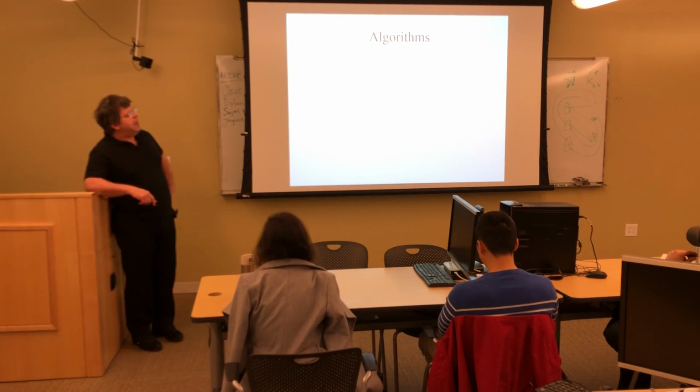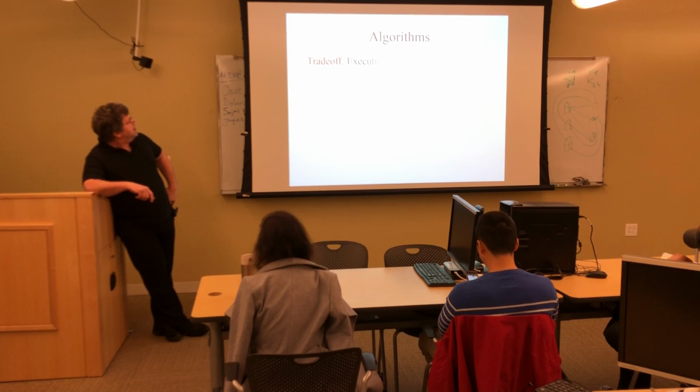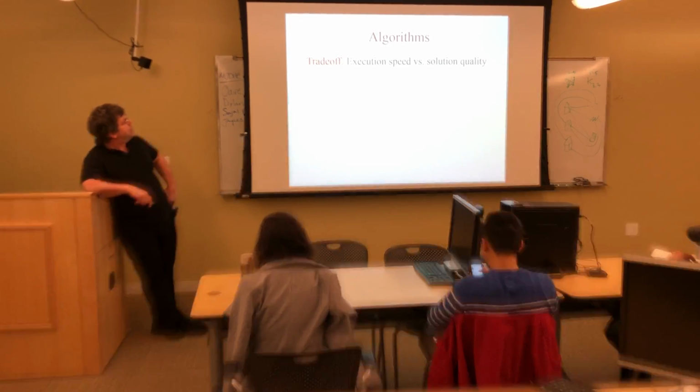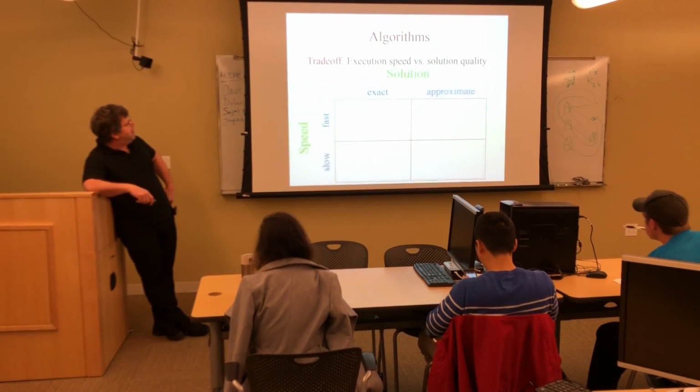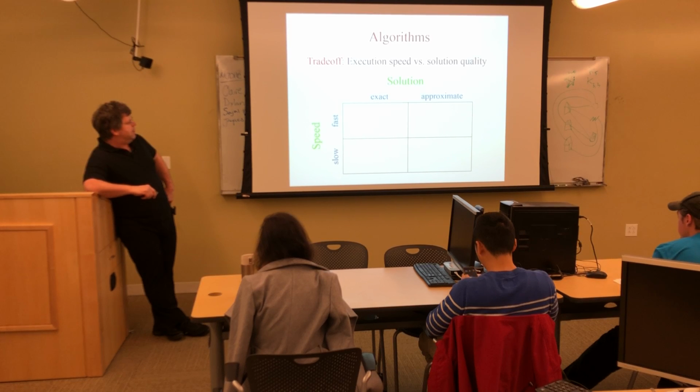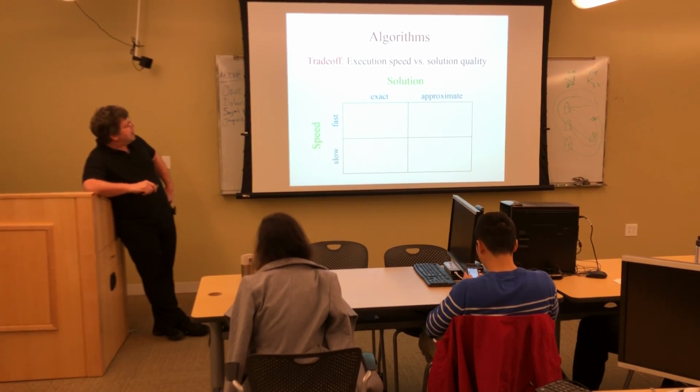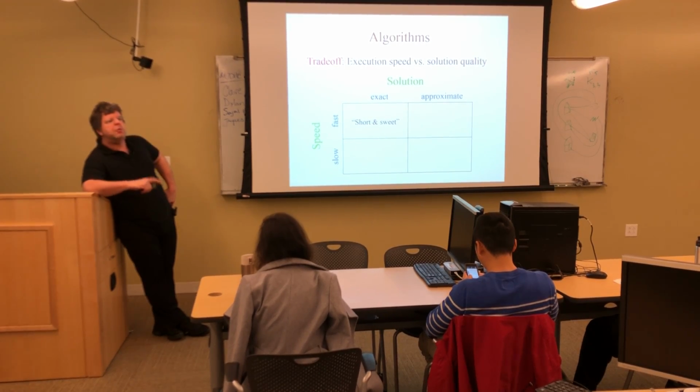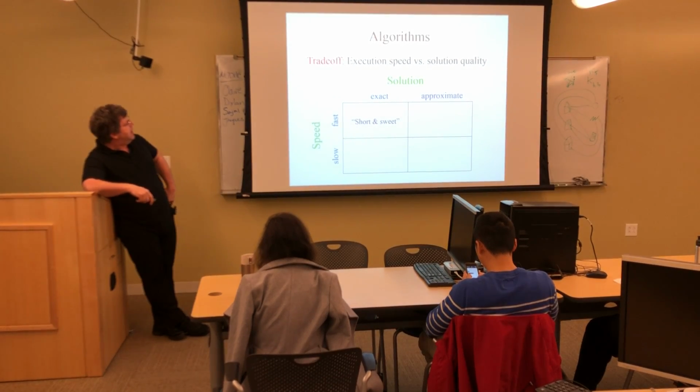So now we're going to start talking about heuristics. When it comes to algorithms, execution speed and solution quality can come in different flavors. You can have algorithms that are slow or fast in general, and solutions that are exact or approximate. Ideally, you want a solution that's short and sweet: you want it to run fast and be exact, like sorting and binary search, Voronoi diagrams and convex hulls. And it's nice when you can do that: minimum spanning trees, shortest path, Dijkstra, Prim.